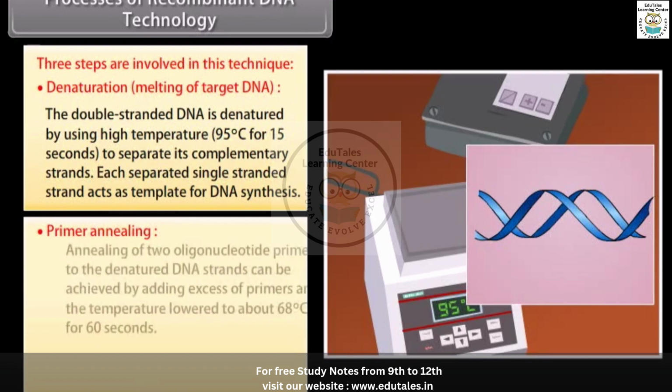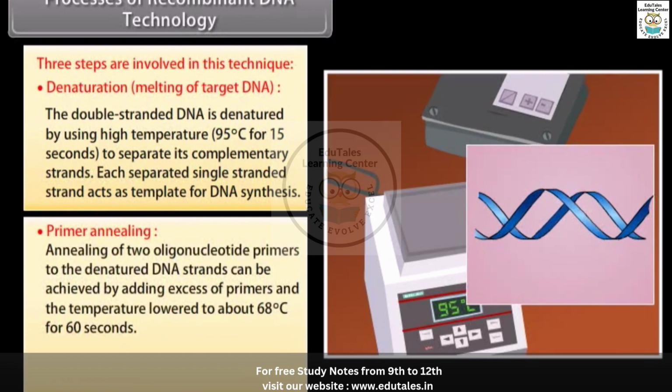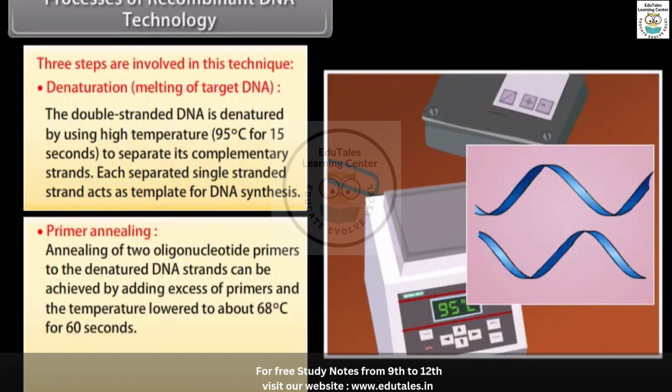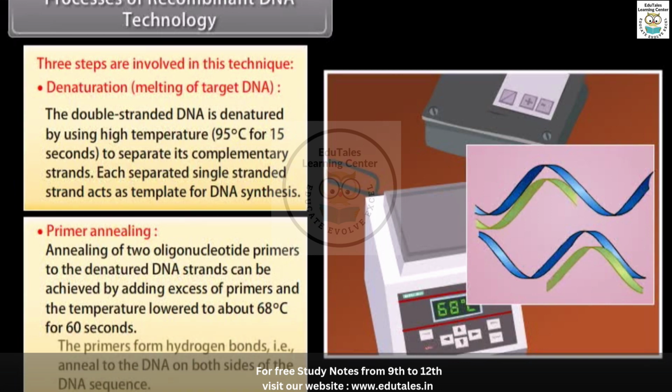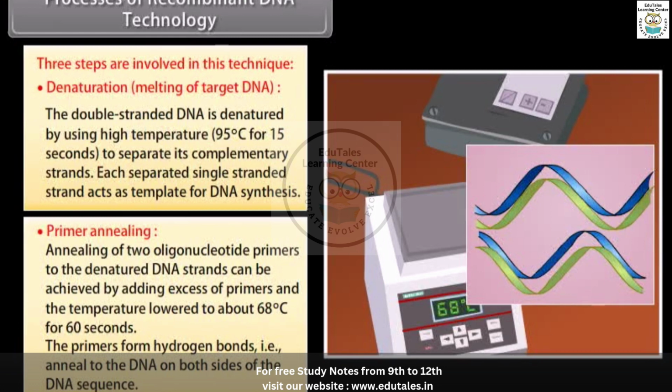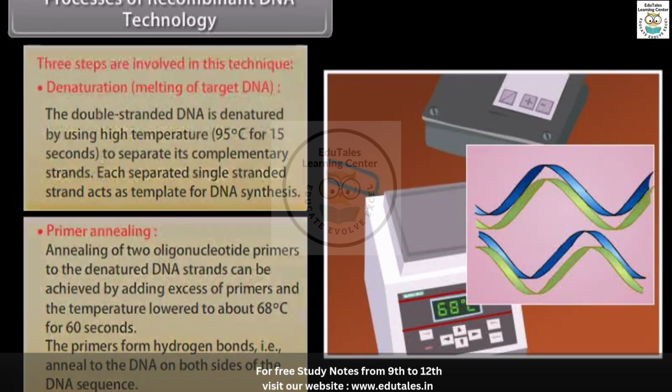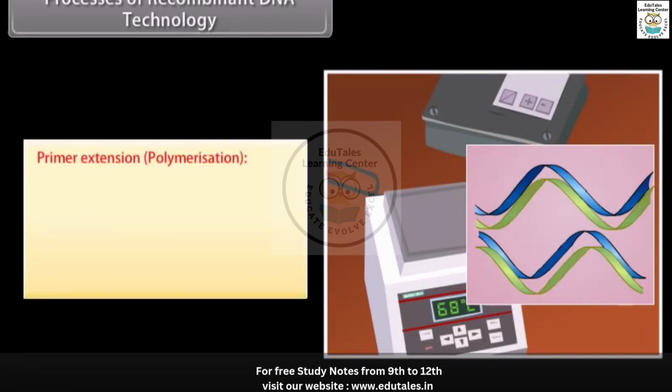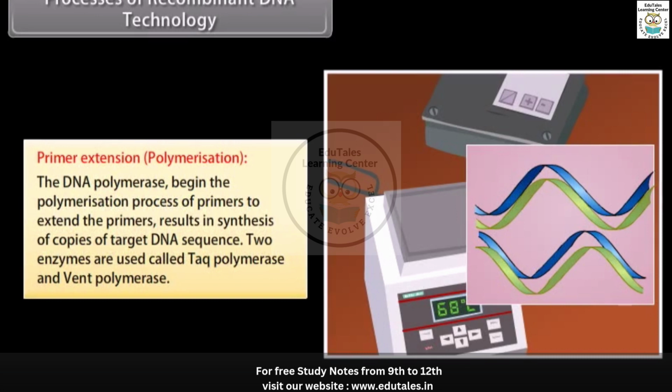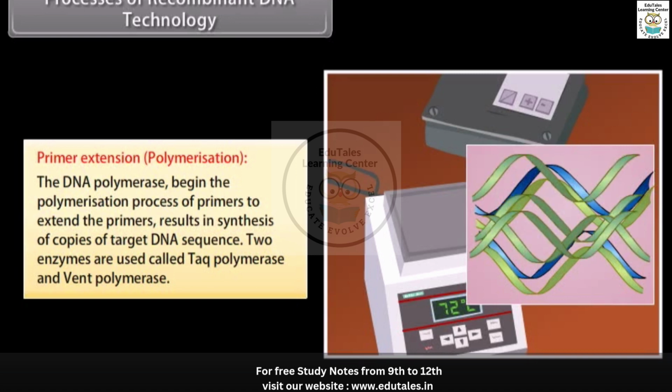Primer annealing. Annealing of 2 oligonucleotide primers to the denatured DNA strands can be achieved by adding excess of primers and the temperature lowered to about 68 degrees Celsius for 60 seconds. The primers form hydrogen bonds and are annealed to the DNA on both sides of the DNA sequence. Primer extension, polymerization. The DNA polymerase begins the polymerization process of primers to extend the primers, which results in synthesis of copies of target DNA sequence. Two enzymes are used, called Taq polymerase and Vent polymerase.